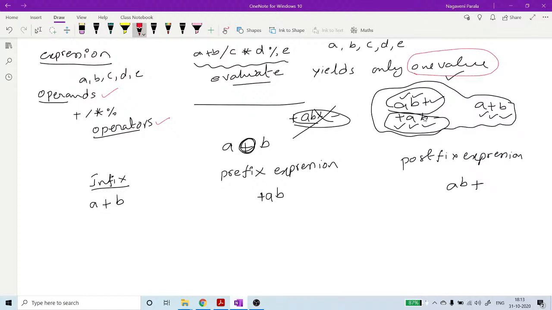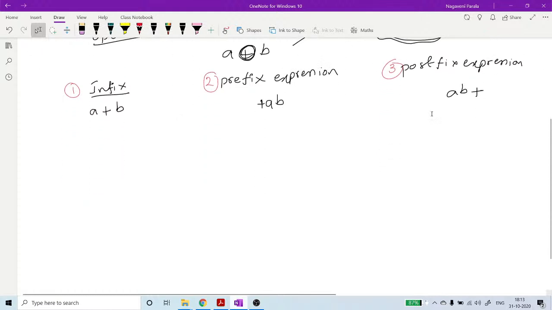Based on the position of the operators, the expressions are divided into three categories. Infix means in between the operands we are keeping the operator. Here, before the operands we are keeping the operator, so it is prefix. And after the operands we are keeping the operator, so that is postfix notation. These are the three types of expressions, and there are some more expressions also.